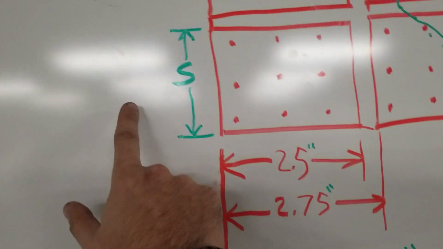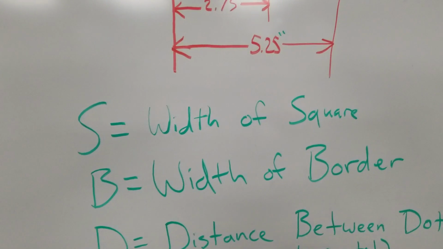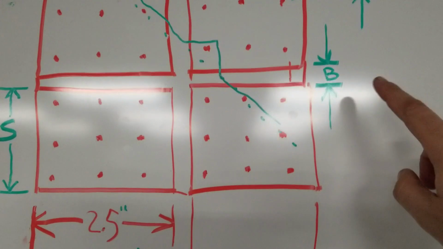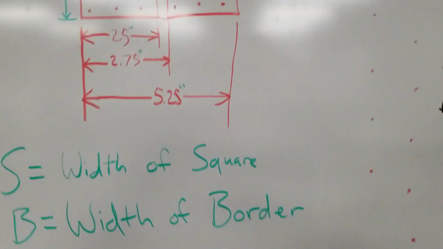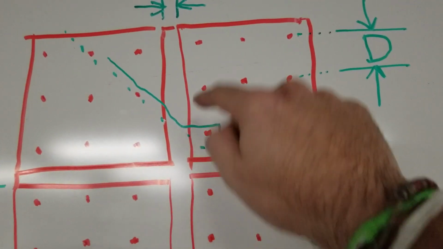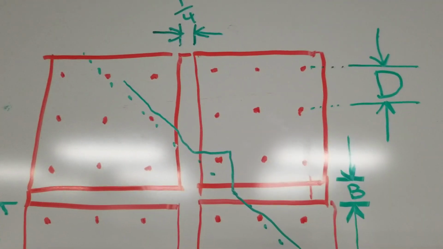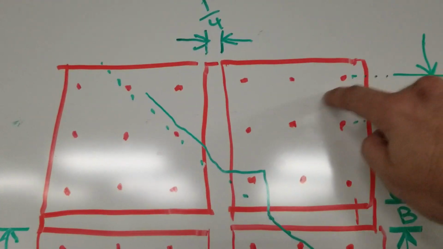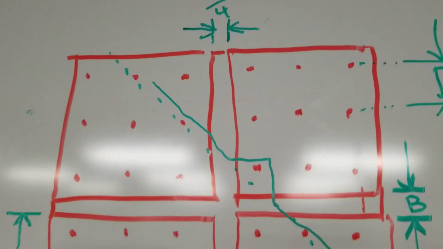But we're going to say one side of one of these squares is the width of the square. So we're going to call that S. And we're going to say the width of the border, which is 1/4 in this example, will be B. So that's the width of the border. And then we have D up here, which is the distance between the dots. Now there's 9 dots on each square, and the middle one needs to be in the middle point. I drew these by hand, so it's not. And it's not the diagonal distance, because obviously that's going to be longer than the vertical or horizontal distance.